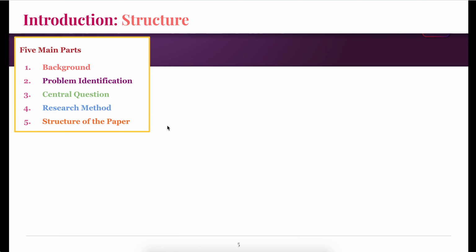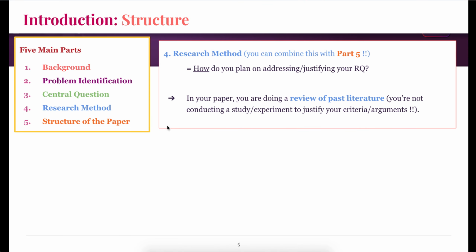Then you have the research method that you're going to talk about. And for this one, I would not spend a lot of time writing about this in your introduction. It should probably just take about 1 sentence, honestly, because in this one, you know how you're going to plan on addressing and justifying your research question. So in your paper, obviously you're going to be doing a review of past literature, so you are not conducting an experiment or study to justify your criteria or arguments.